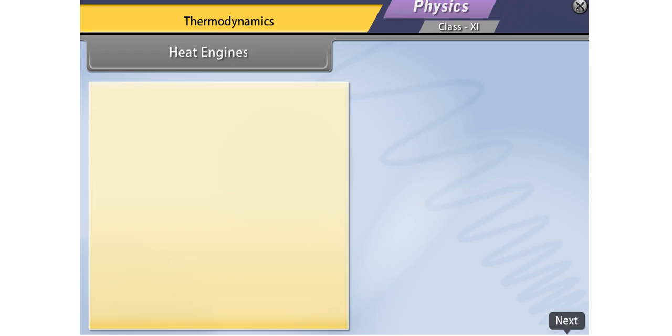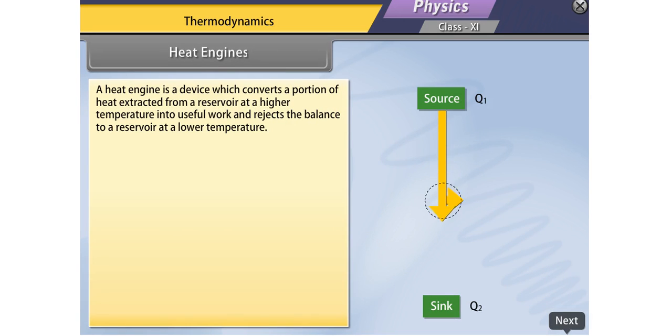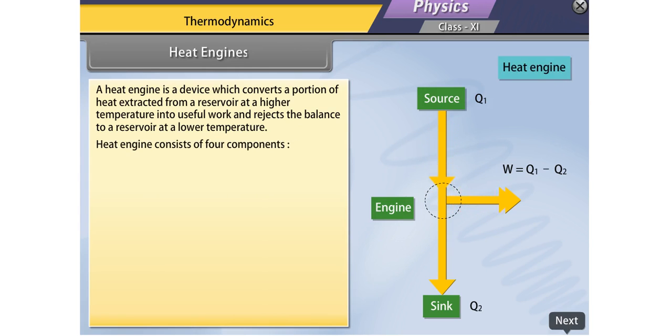Heat engines. A heat engine is a device which converts a portion of heat extracted from a reservoir at a high temperature into useful work and rejects the balance to a reservoir at a lower temperature. Heat engines consist of four components.